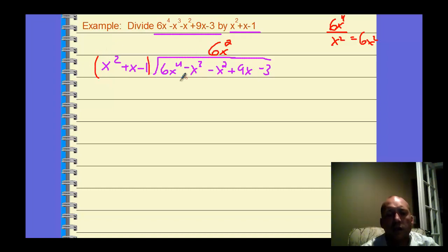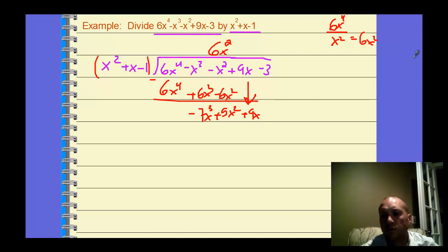So now I'm going to multiply this trinomial times 6x squared. I'm going to get 6x to the 4th. And then 6x squared times x is going to be plus 6x cubed. And then 6x squared times negative 1 is negative 6x squared. I'm then going to subtract these terms. So we have a negative x cubed minus 6x cubed, so we have negative 7x cubed. And then negative x squared minus a negative 6x squared is positive 5x squared. We can drop the next term down, which is plus 9x, and then repeat that process.